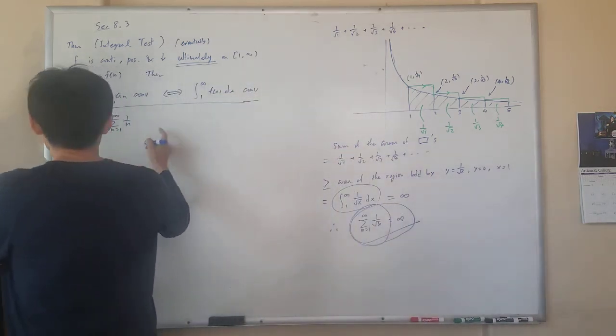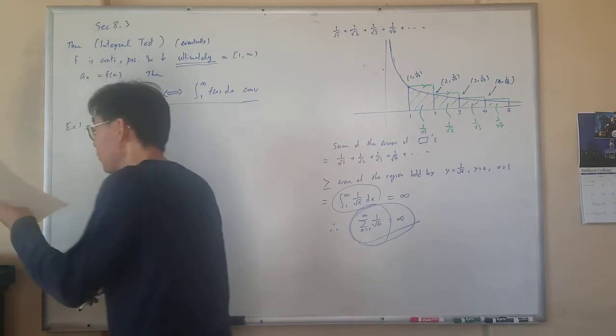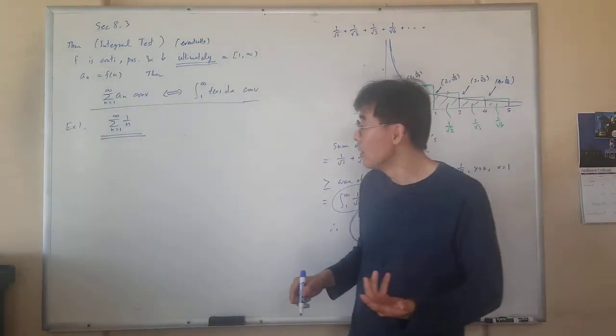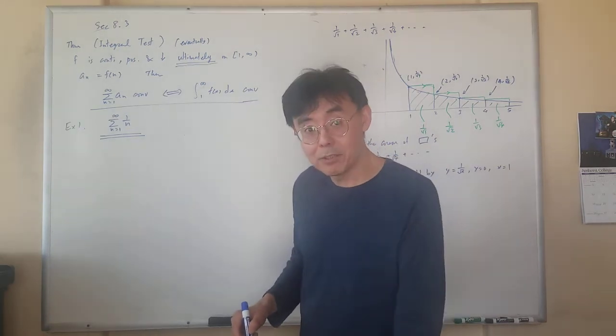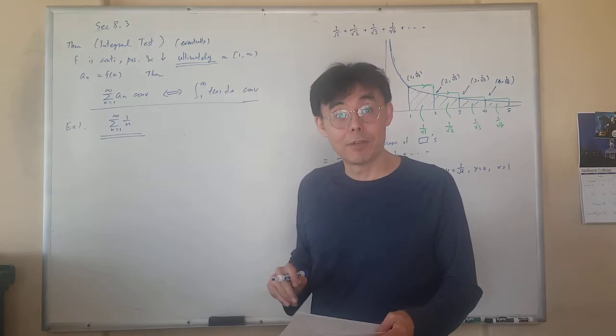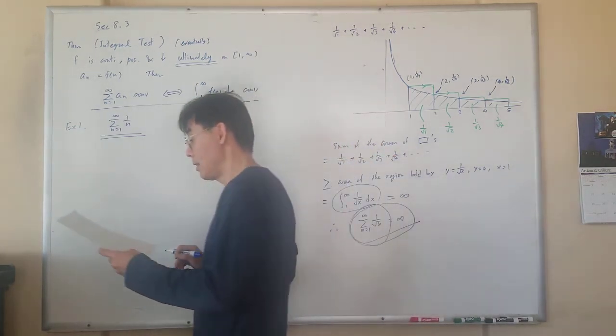So example 1. Let's show that this is divergent. We already showed this one in the previous section, 8.2, using some very elementary approach. Now we want to confirm it using the integral test.